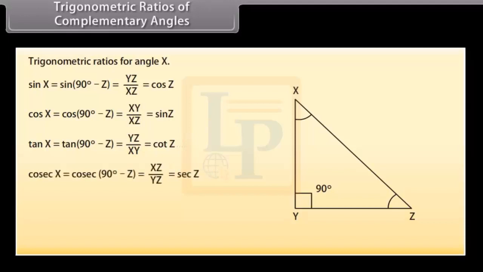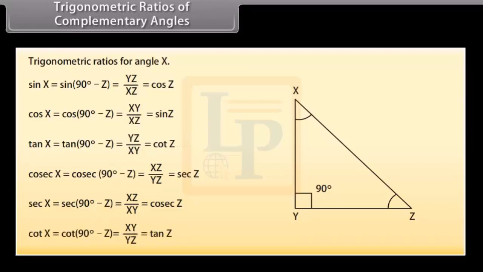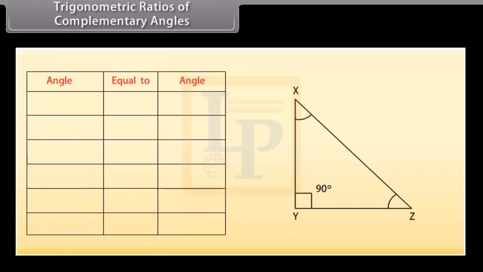Cosec X is equal to cosec 90 degree minus Z, which equals XZ upon YZ, which equals sec Z. Sec X is equal to sec 90 degree minus Z, which equals XZ upon XY, which equals cosec Z. Cot X is equal to cot 90 degree minus Z, which equals XY upon YZ, which equals tan Z. Let us first compile our observation and then use it to solve questions.